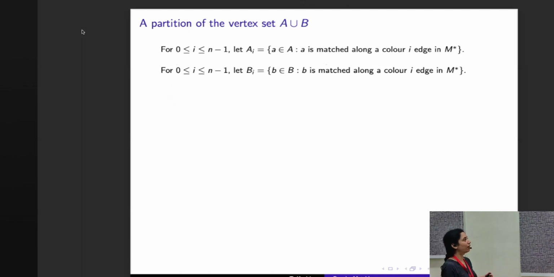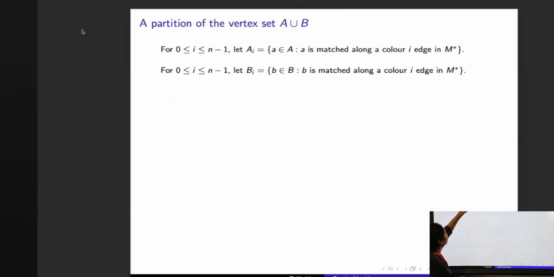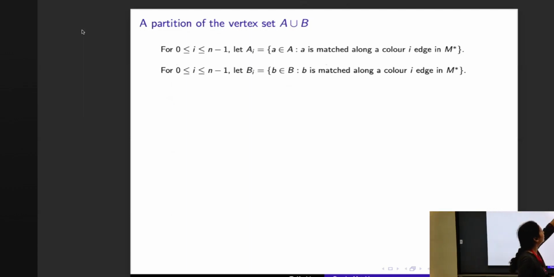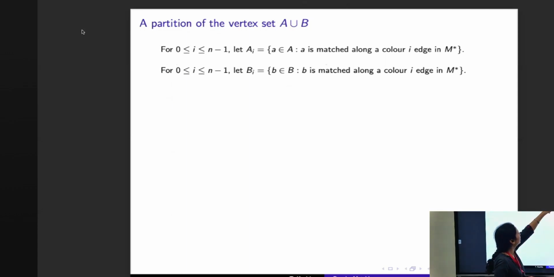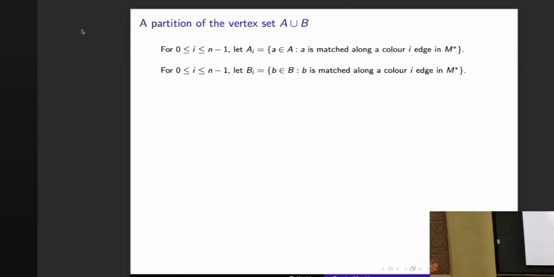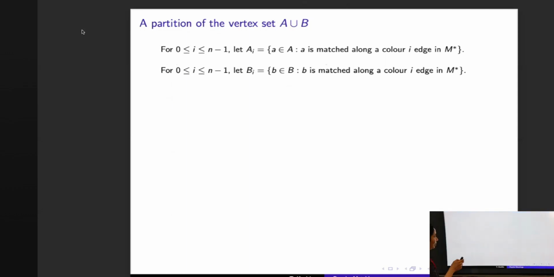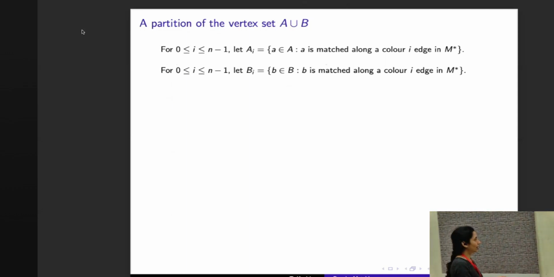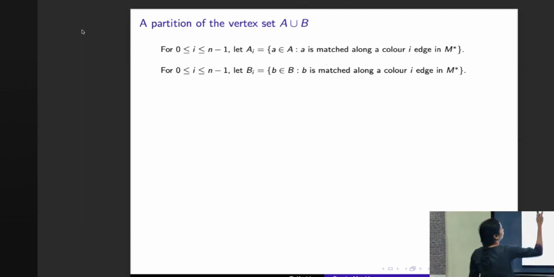So let's again do a partition of the vertex set as we did in the last talk. So let A_i be the set of agents who are matched along color i edges. So A0 will be the set of agents matched along color 0 edges, that was like red edges in the earlier talk. A1 will be the set of agents matched along color 1 edges, that was the red-blue edges in the previous talk, and symmetrically B_i is the set of jobs matched along color i edges. So those were again like B0, B1 in the last talk, but now I have n such partitions.